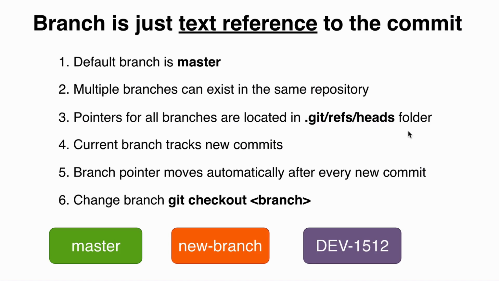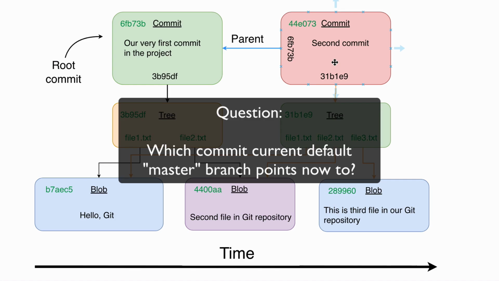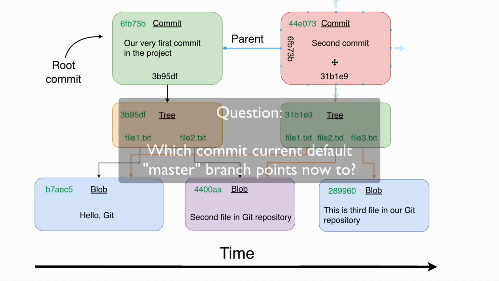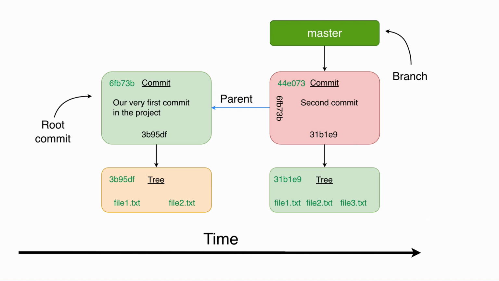And now my question to you. At the moment we have two commits, first commit and second commit. And also both those commits were made in the default current master branch. And now the question: which commit does the master branch point to now? You are right, the master branch now points to this second commit. It is the last commit in the chain of commits. And the picture is like this. The master branch is simply a pointer to this second commit.